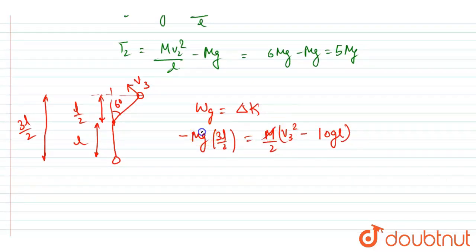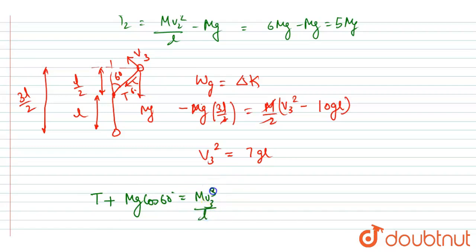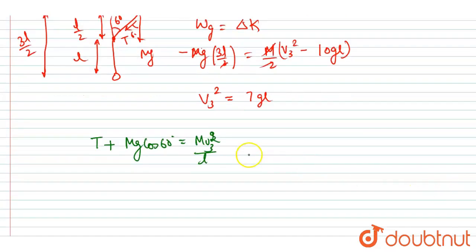So you can cancel out this m, and this 2 will also get cancelled out, so you'll get minus 3gL is equal to v3 square minus 10gL, so v3 square will be 10 minus 3, that is 7gL, right? So we got the velocity at this position. Here the mg is acting downward and tension is acting in this direction, and this angle is 60 degree. So we could write the net force toward the center is T plus mg cos 60 degree is equal to m v3 square by L.